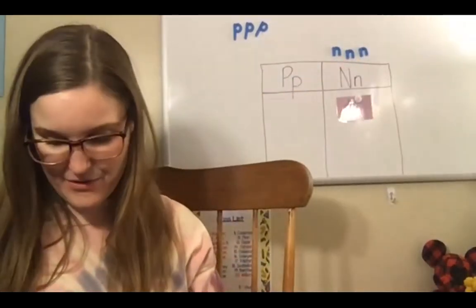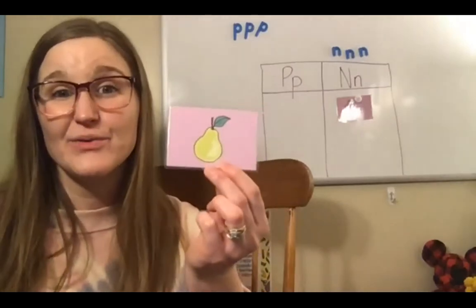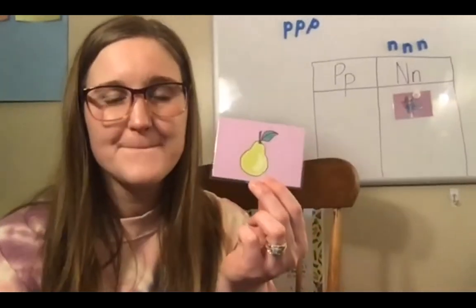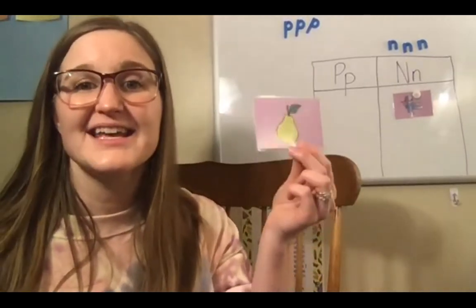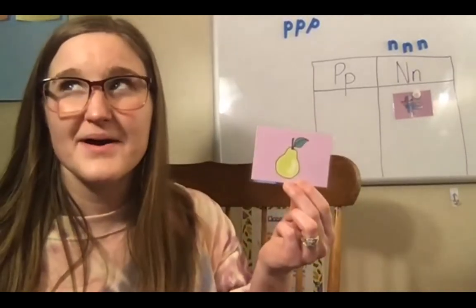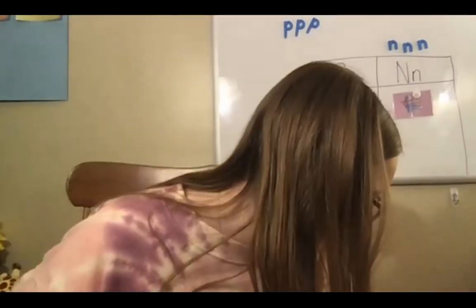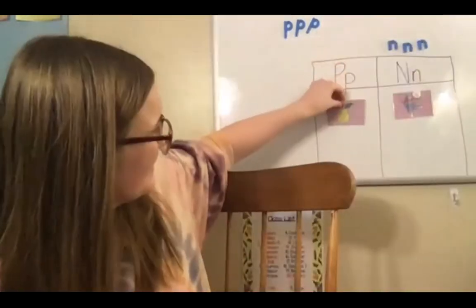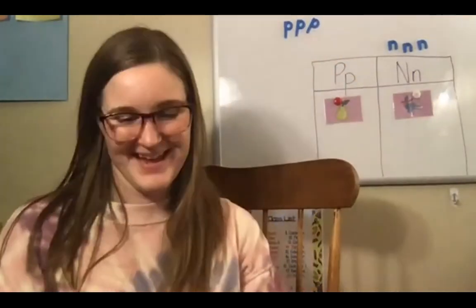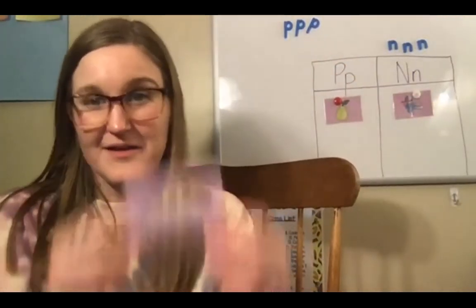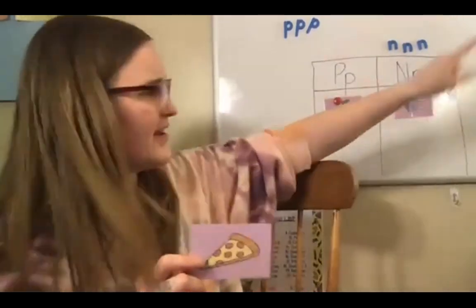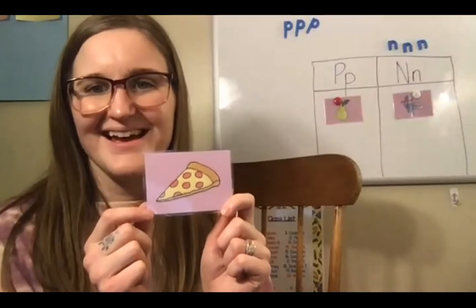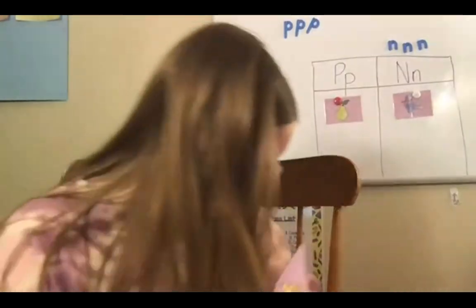All right, what about pear? What do we think about pear? Does it go in the P group or the N group? P. Pear goes in the P group. All right, and our very last one is pizza. What do we think? Does it go in with the P or the N group? Pizza. P. So we're going to put that right in our P group.